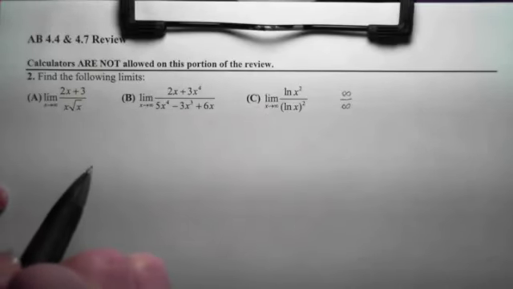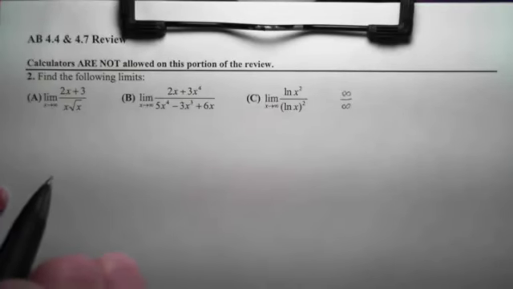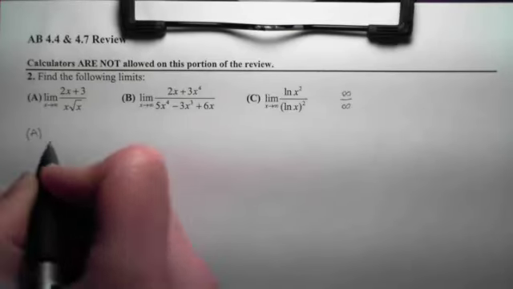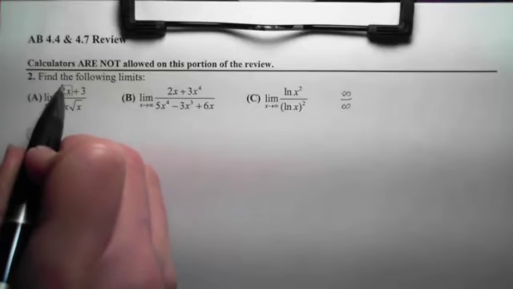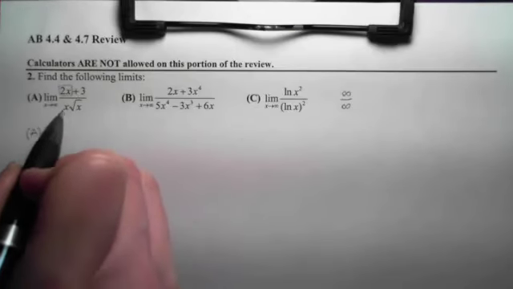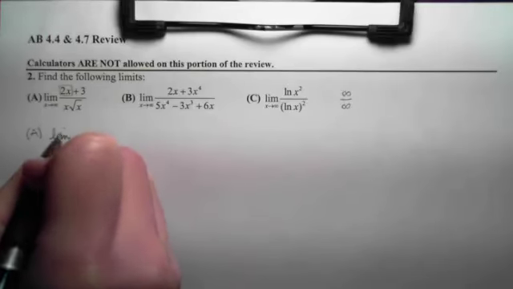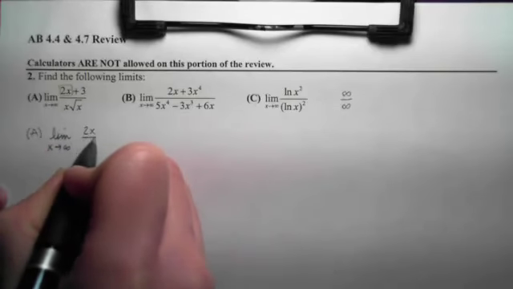And in that scenario, what we looked for were the dominant terms. And so I'm going to do each of these using dominant terms so that you have access to both options. You can either do L'Hopital's repeatedly, or you can do your dominant terms. So if we look at this one, we can see that the 2x will dominate over the 3, and then the x root x is the only term on the bottom.